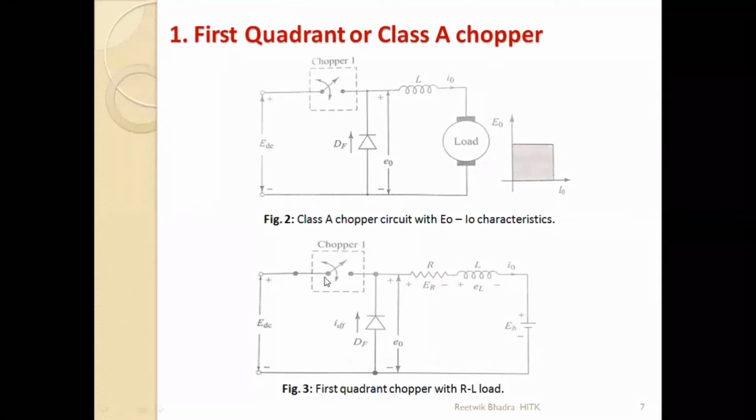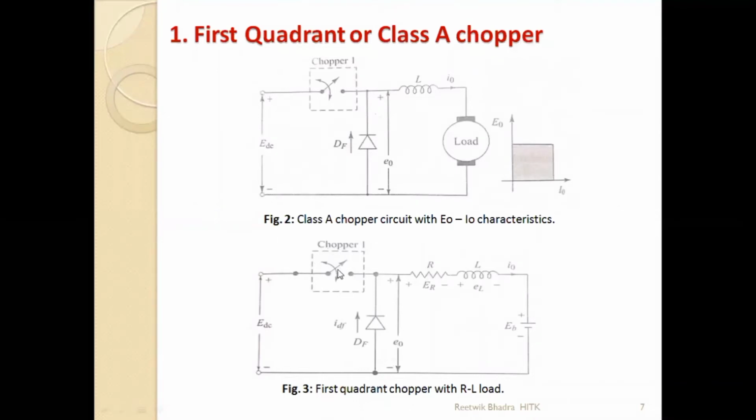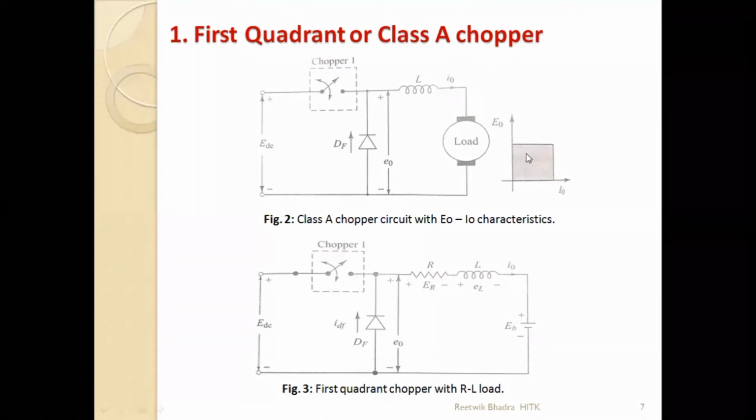There are 2 modes of operation of any power electronic circuit, or I will just tell it for now only for a chopper or a DC to DC converter. Once this switch is on, there will be a circuit. Once the switch is off, there will be a circuit. So for those 2 circuits, I have to check whether my voltage and current are both positive or not. Then only this circuit can operate in first quadrant. Then only this quadrant can be drawn for this circuit. If in both cases E0 and I0 are positive, then only this quadrant of operation can be done. So this is our next point of study.